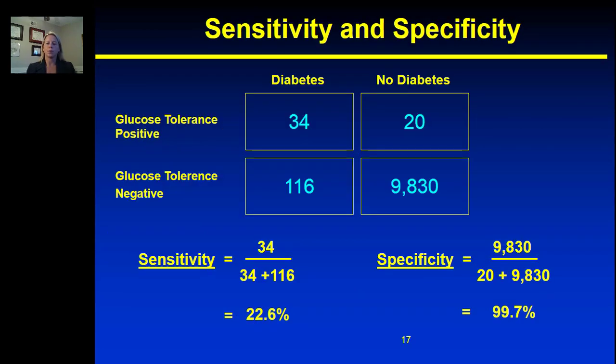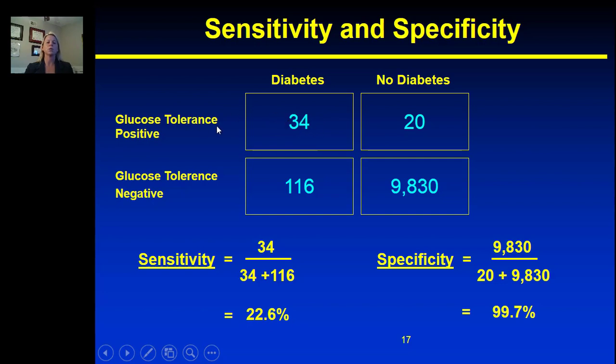So let's go through an example. This is an example of screening for diabetes using glucose tolerance testing. And in this particular sample, we have 150 persons who truly have diabetes, but again, this is a screening test, so they're not presenting clinically with signs and symptoms of diabetes. And then we have 9,850 who do not. So among those who have diabetes, in our glucose tolerance test, 34 of those were positive.